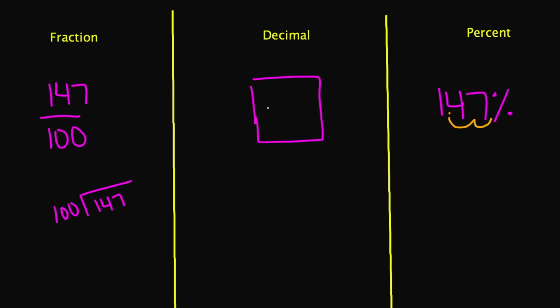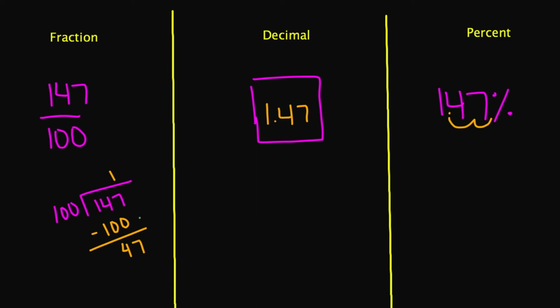So as a decimal, your answer is going to be 1.47. So let's say you did the long division way as a fraction. 100 goes into 147 one time. 100 times 1 is going to be 100. 147 minus 100 is going to equal 47.